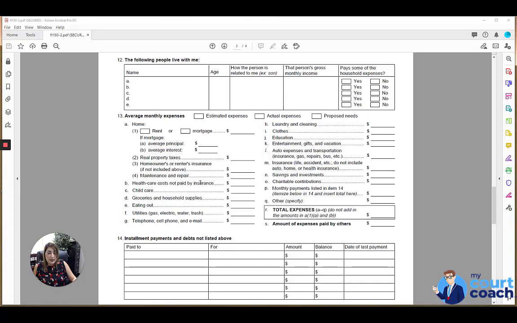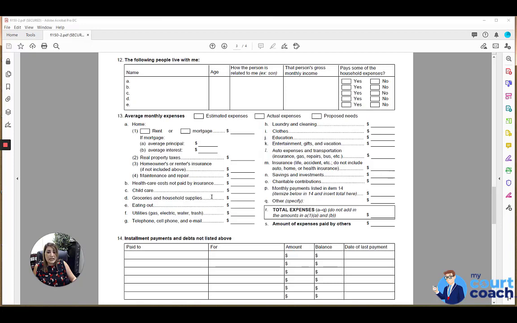Healthcare costs not paid by insurance. So this is not where you list your insurance premiums. This is where you would list your uncovered medical expenses. That's typically going to be your copays, your prescription costs. On average, the monthly amount goes in here. Childcare, what do you spend per month on childcare? That goes into 13C. 13D, groceries and household supplies.